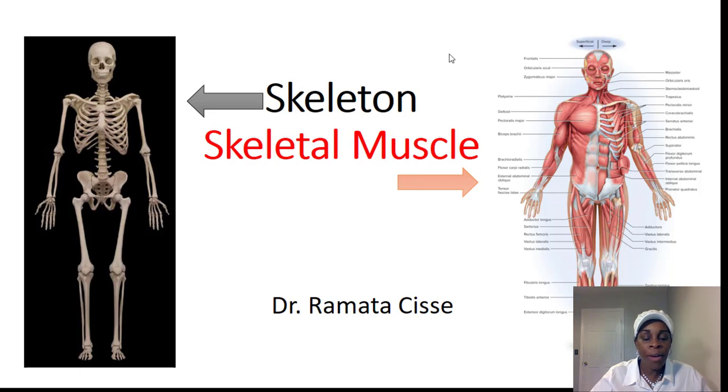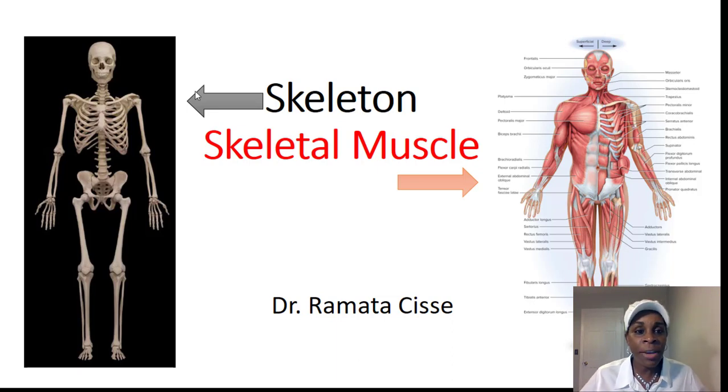Today, I will be covering the skeletal system and the muscular system. The muscular system includes only the skeletal muscle, not the cardiac muscle, not the smooth muscle. It is the only muscle we can control. It's called the voluntary, okay?